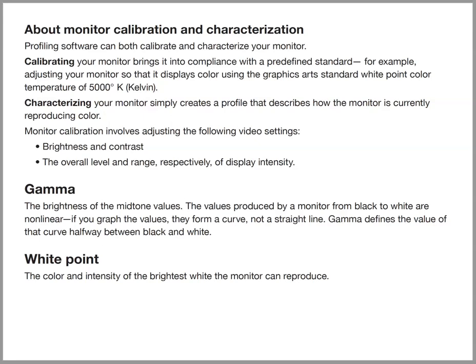When we talk about gamma, we talk about the brightness of the midtone values. Gamma equals midtone values. The values that your monitor displays from black to white, if you graph it, are not linear, they're on a curve, and the gamma defines the value of that curve as it falls halfway between black and white. The white point is the color and intensity of the brightest white the monitor can reproduce.